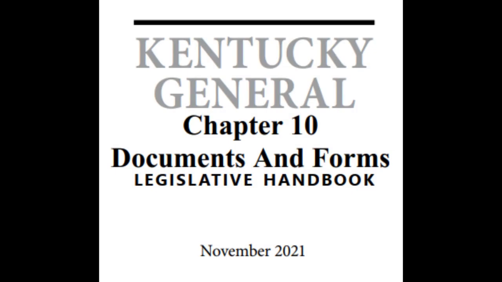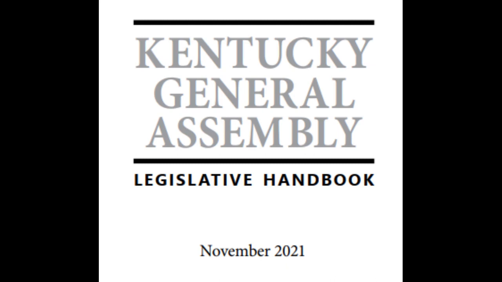Chapter 10, Documents and Forms. Documents. Certain documents are involved in the Kentucky legislative process and assist the General Assembly in its work. These provide a public record of legislative action at all stages.